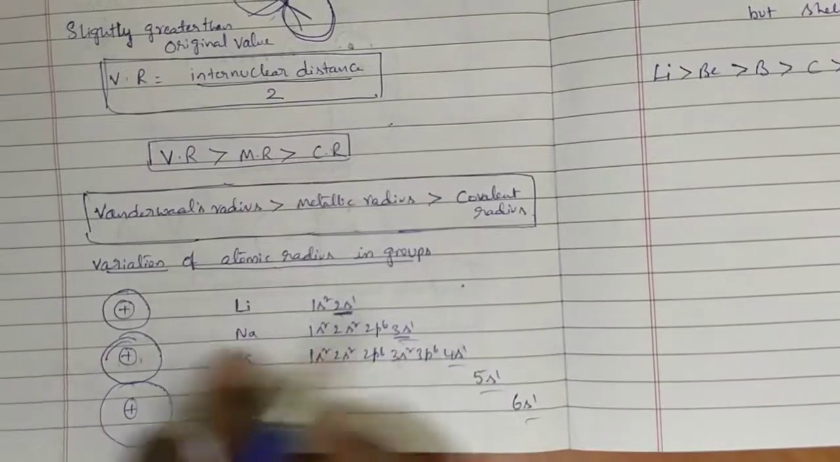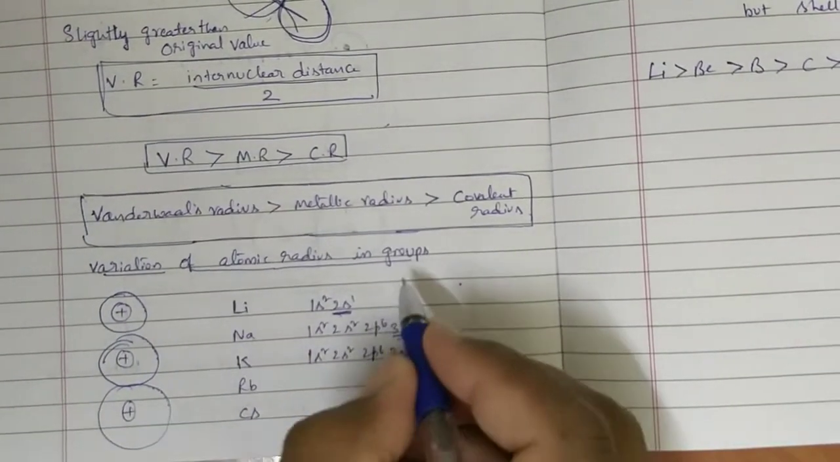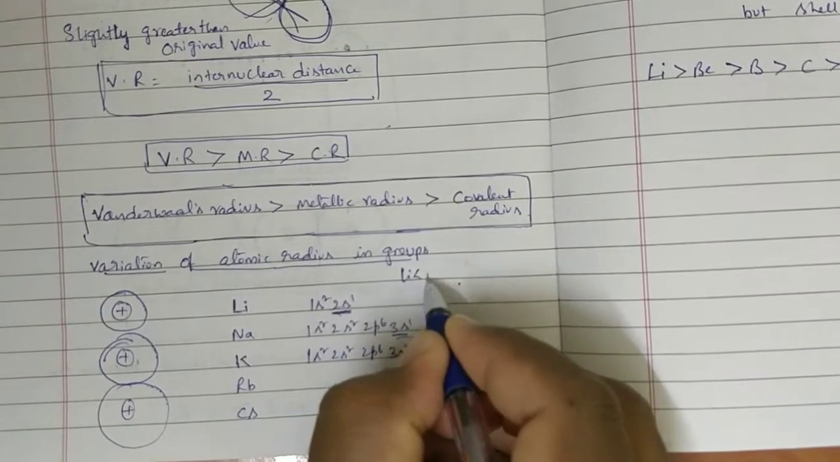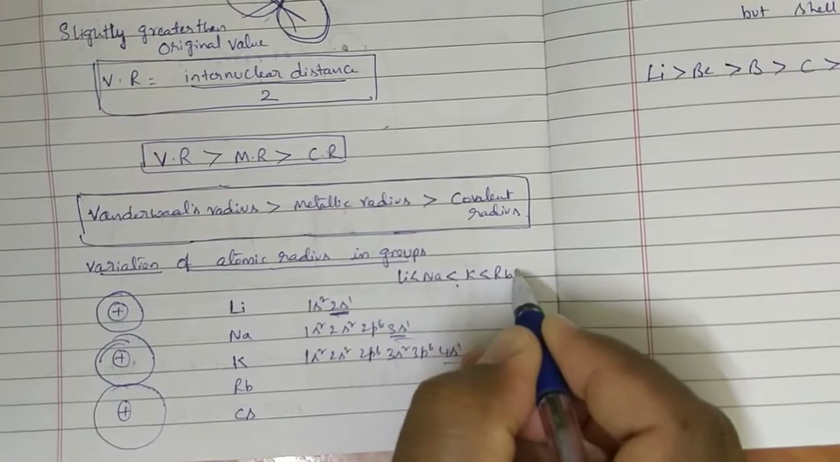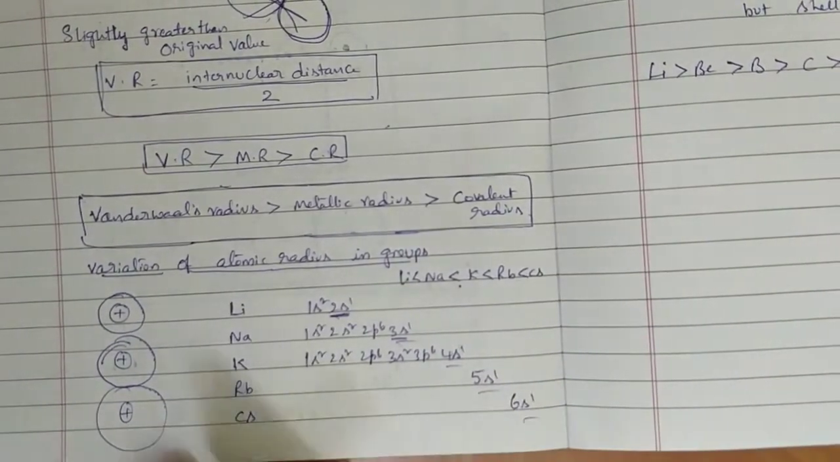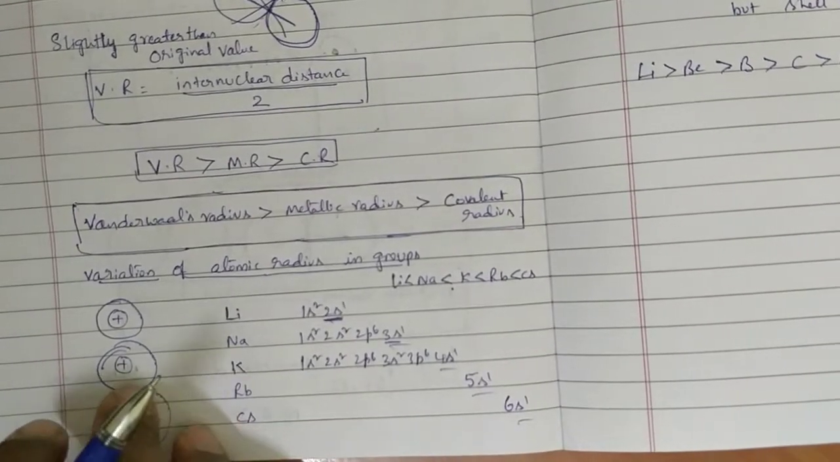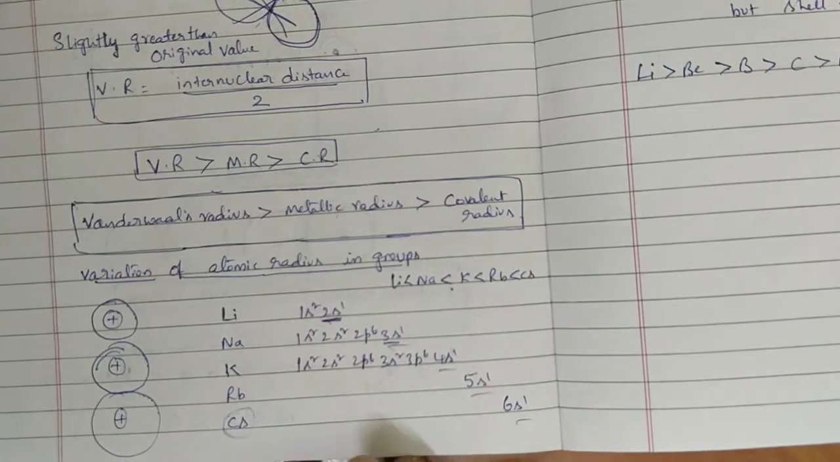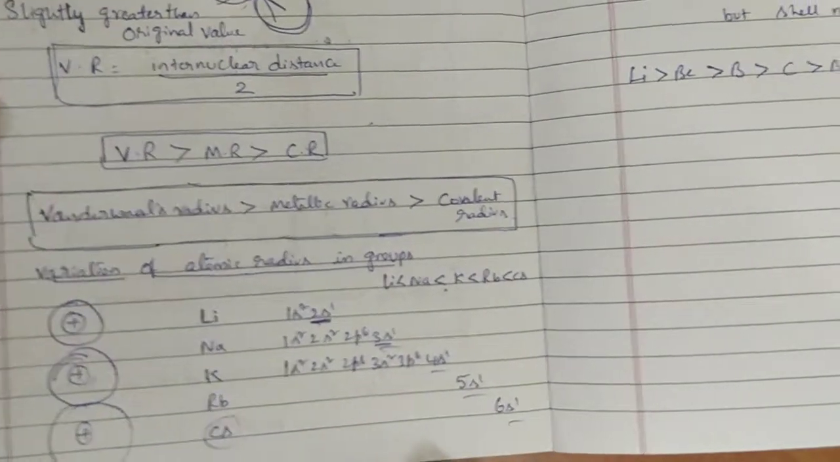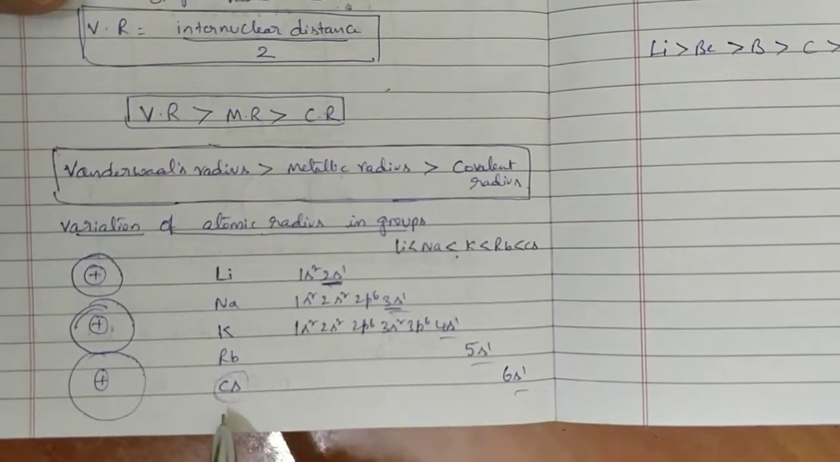Next, in the first group, I took the example of lithium, sodium, potassium, rubidium, cesium. Lithium is less than sodium, sodium is less than potassium, potassium is less than rubidium, rubidium is less than cesium. This is the order for this group. And cesium is the biggest atom in the first group. Radioactive elements will not be considered. That's why we are not considering francium.